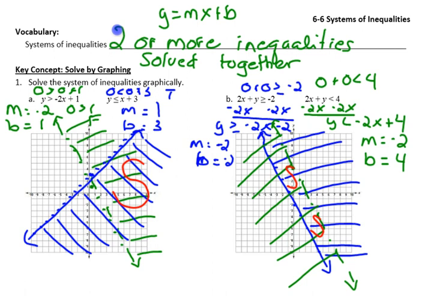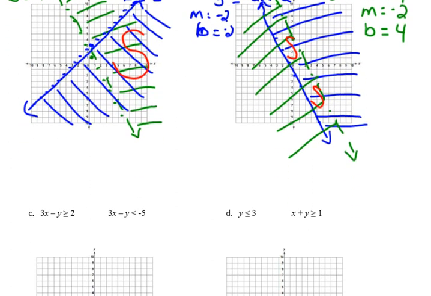Okay, so this time, because they're parallel, it doesn't necessarily mean that there's no solution. There actually is a solution. It's in between those, in between the two lines. All right, let's try number 3, or letter C, I should say.